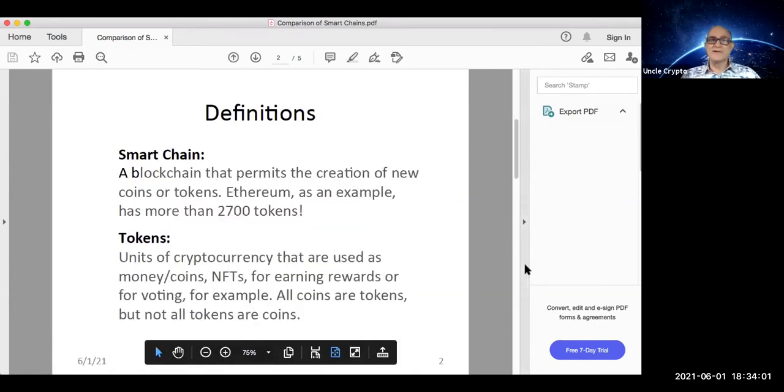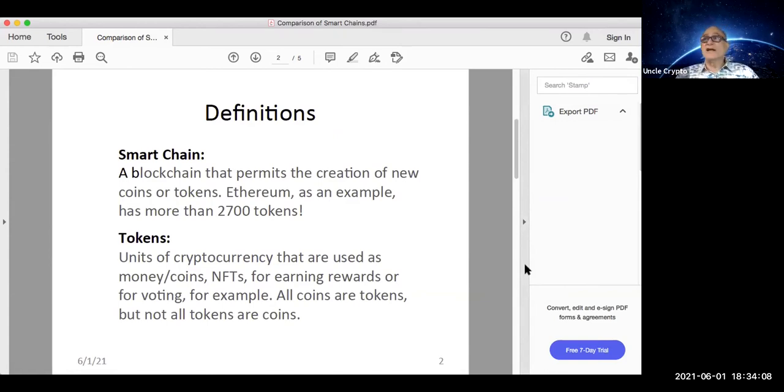So here are some definitions. A smart chain is a blockchain that allows the creation of new coins or new tokens. So it allows the creation of smart contracts. And a smart contract is just like an app on your phone. It's just some programming that can be added. So when you add something to a blockchain, it can either be a program, or it can be data, or it can be a whole new coin.